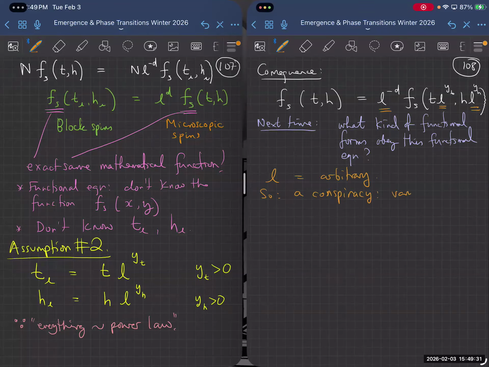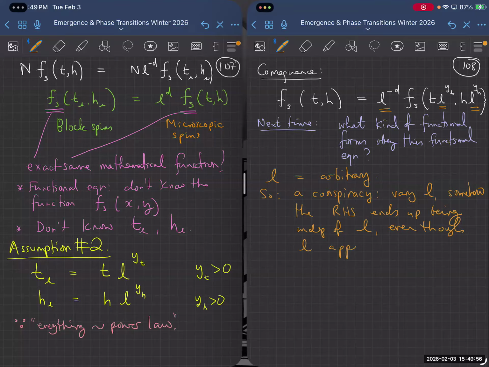That as I vary L, somehow the right-hand side ends up being independent of L, even though L appears explicitly. Now, how do we know that it's independent? We know that it's independent because the left-hand side is independent of L.